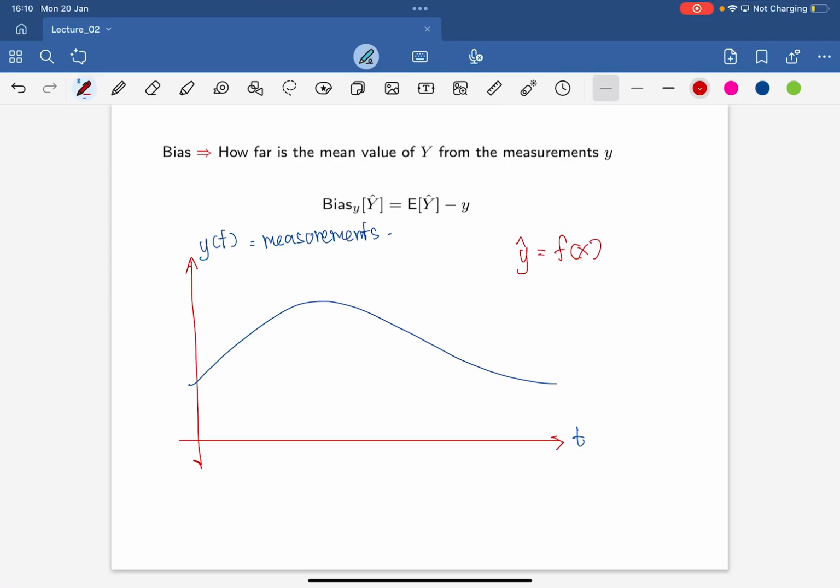But the thing is, y hat does not always need to hit exactly where y was. Sometimes it may be here, sometimes it may be here or here. So there are certain variations. And what if I said that this y measurement that I have here is actually not a measurement, but a ground truth, a noiseless reference? What's going to happen?